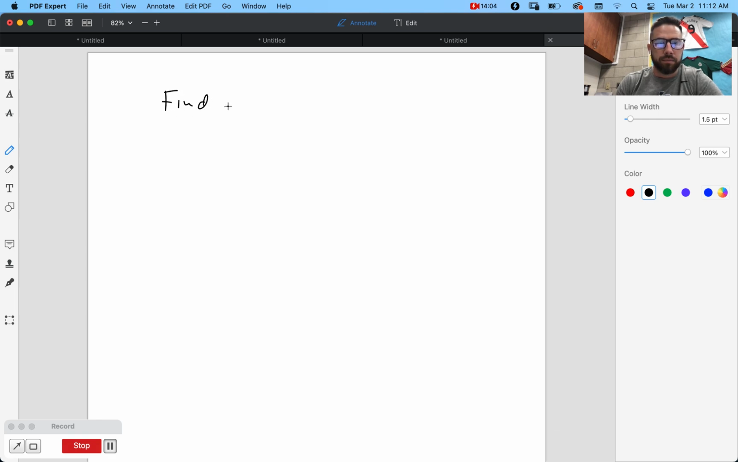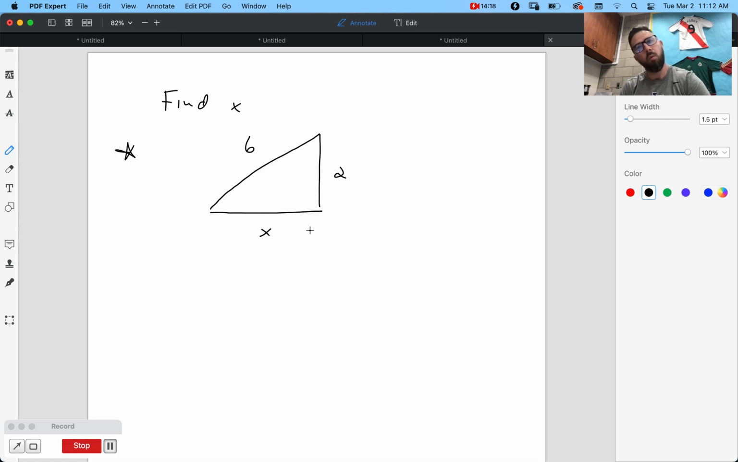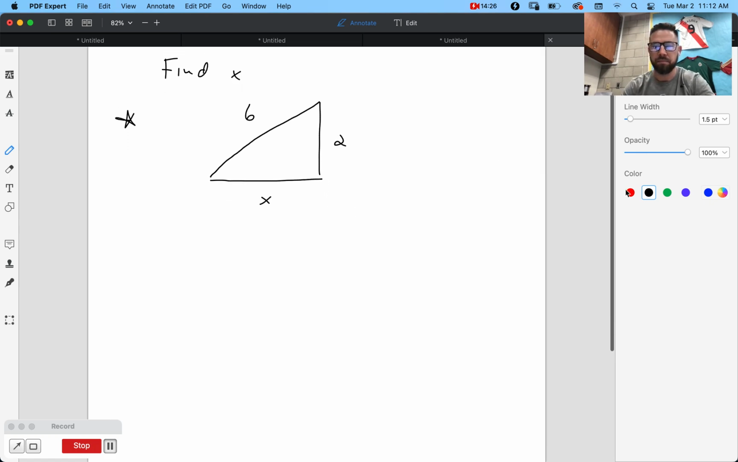Find x. This will be our bonus problem. Let's put a star right there. So let me say 6, 2, and x. Okay, see if you can find it. Press pause, and then press play when you're done.